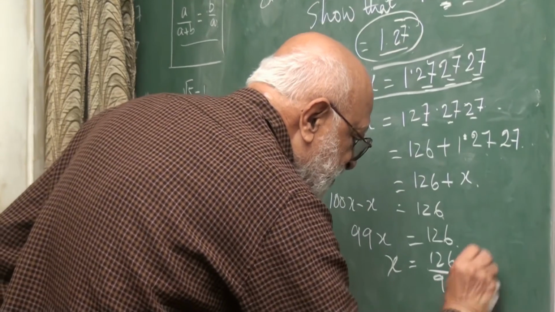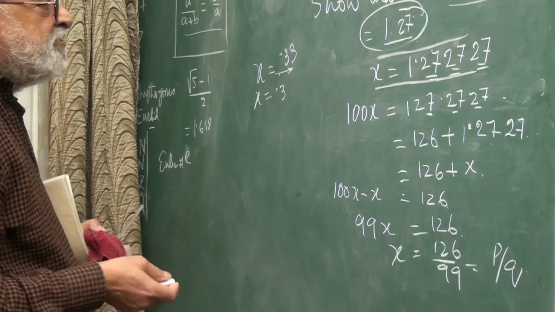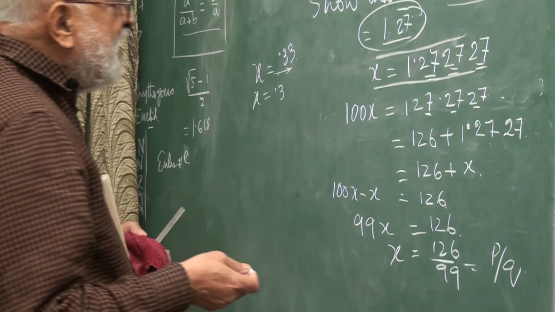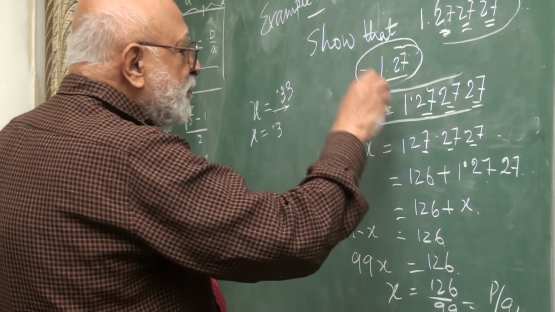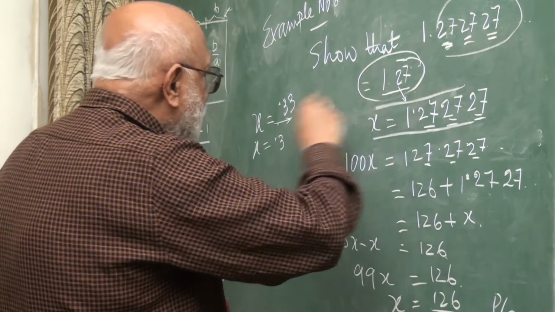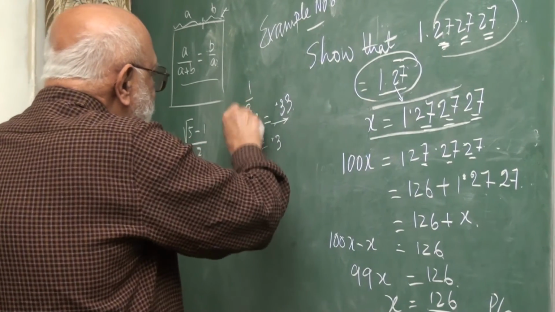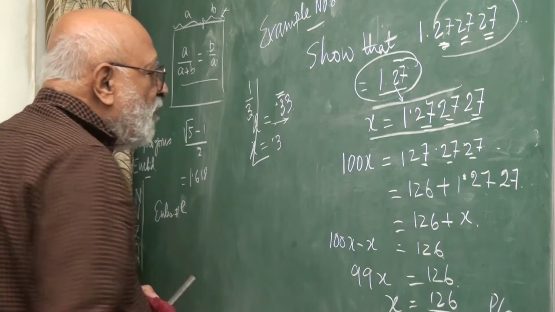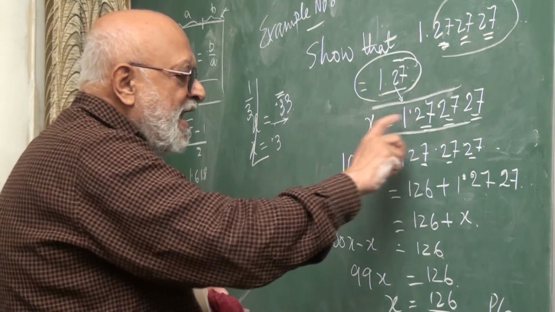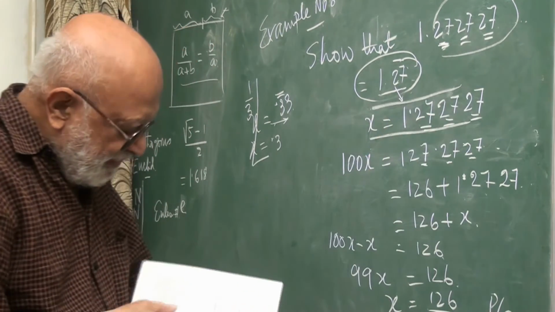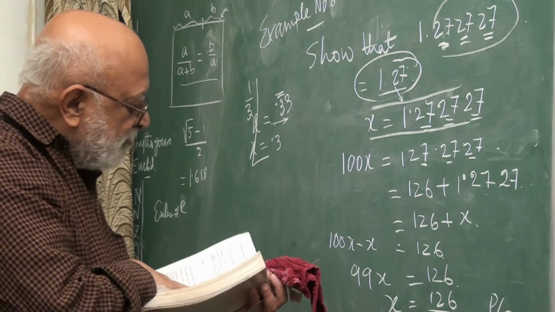So this is also in the form p by q. Let me recapitulate: when you are taking the x, you take the whole thing. You do not take after 0.033 as we have done in case of 1 by 3, because there only 1 digit was repeating. When it is repeating twice, you take the whole thing as x and then you continue like this, and this is what it will be showing in the book also.